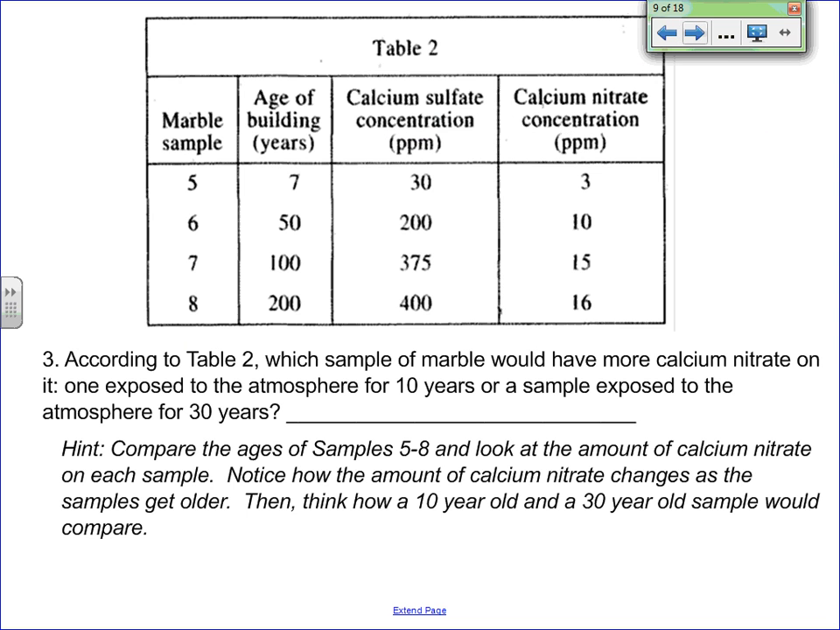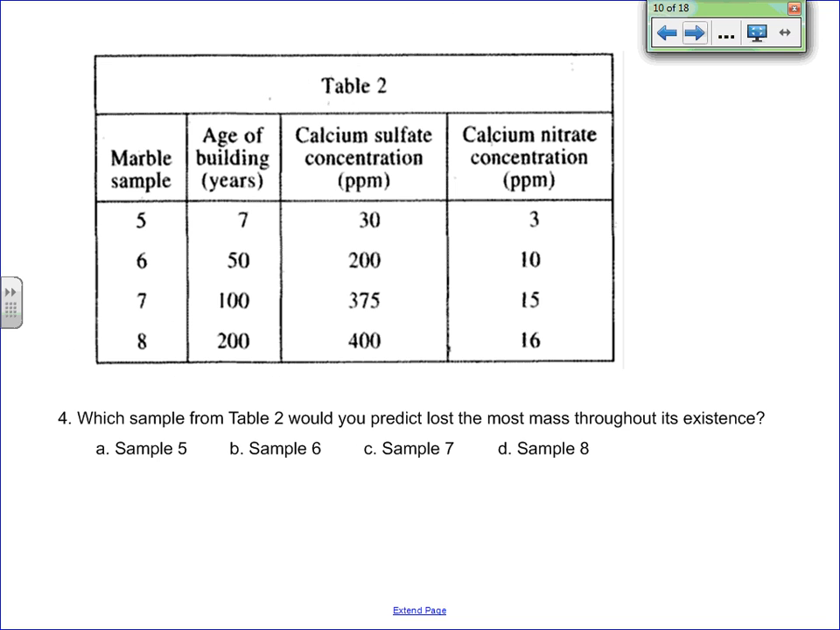So if we look then at question 3, according to Table 2, which sample of marble would have more calcium nitrate on it? One exposed to the atmosphere for 10 years, or one exposed to the atmosphere for 30 years? 30 years. The longer it's been out there, the worse it is. What you want to do right now is, now that you have all this background information, you'll be able to fly through the last few questions, 4 through 11. Once you are done with 4 through 11, you should press play and we'll go through the answers together.